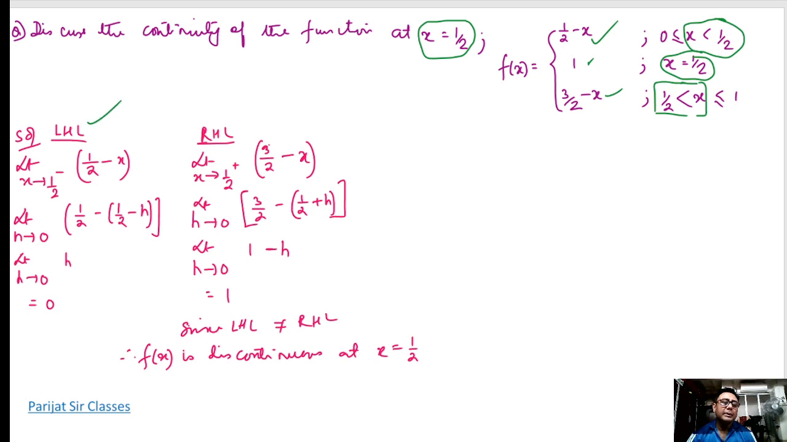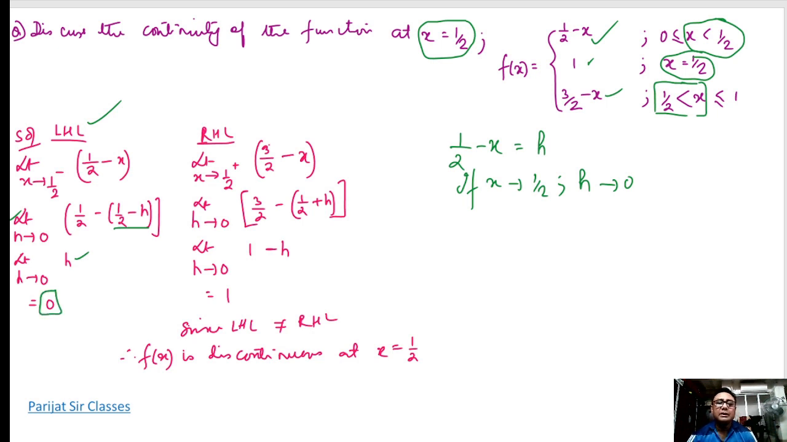So let's see. Left hand limit, x tends to half minus. Okay, so let us take half minus x as h. So if x is tending to half, h will tend to 0. Here we are writing, if x is tending to half, h will tend to 0, and in place of x I am putting half minus h. Okay, so it comes out to be h, and if I put the value of h as 0, I am getting 0.